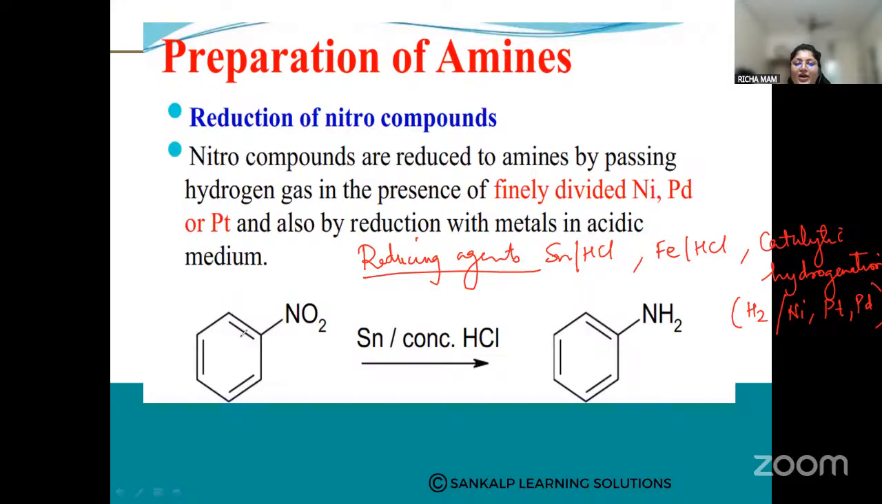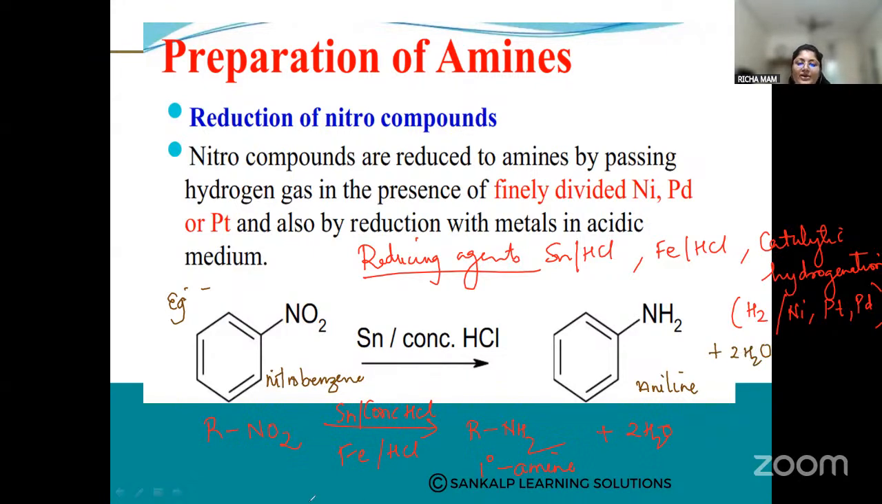So I will give you a general reaction: RNO2, where R can be any alkyl or aryl group, in the presence of tin and concentrated HCl, or you can use Fe HCl. What am I going to get? RNH2, a primary amine, plus water molecule. Based on that, the first example: this is nitrobenzene. Nitrobenzene in the presence of tin and concentrated HCl gives aniline plus 2H2O.